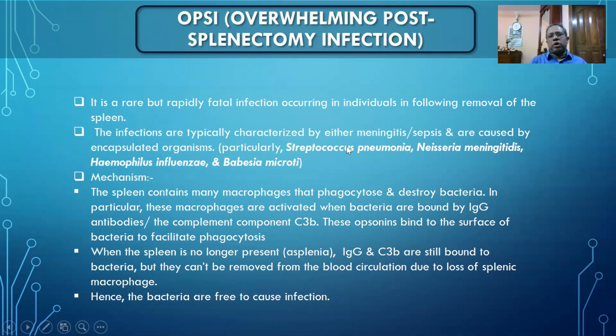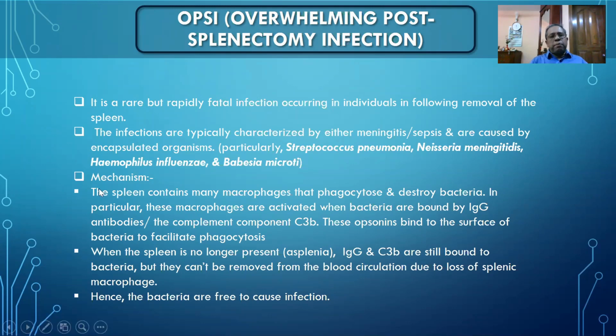So these four names everybody must know because they are repeatedly asked in the exam. What are the organisms causing the opportunistic infection? You utter the names: Streptococcus pneumoniae, Neisseria meningitidis, not meningitis. Meningitidis is the important thing. And Haemophilus influenzae and Babesia microti. So these are the opportunistic infections causing septicemia.